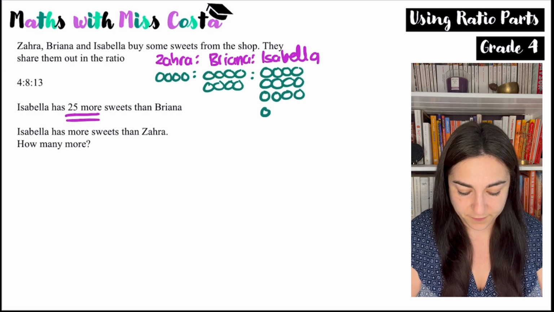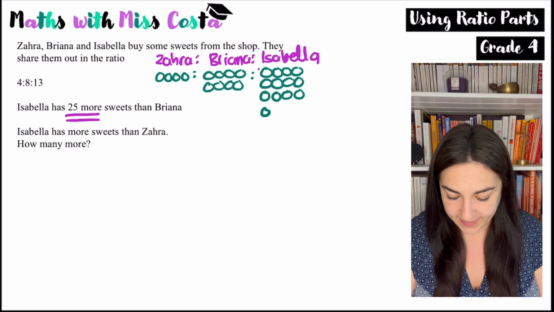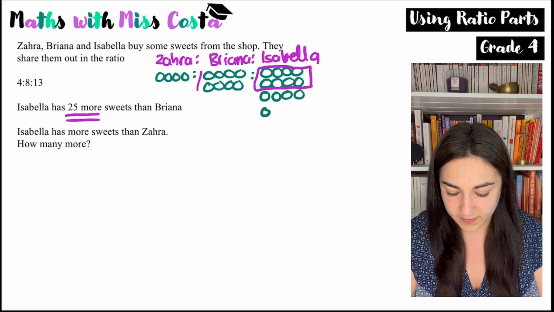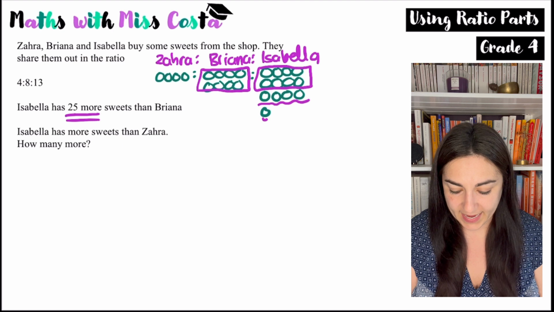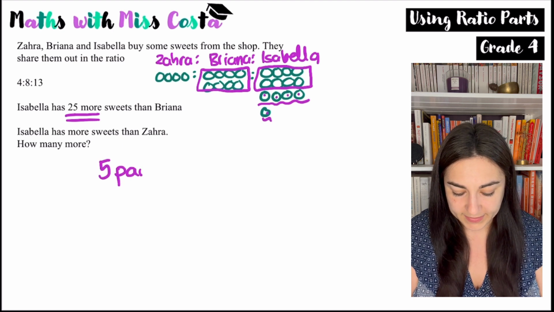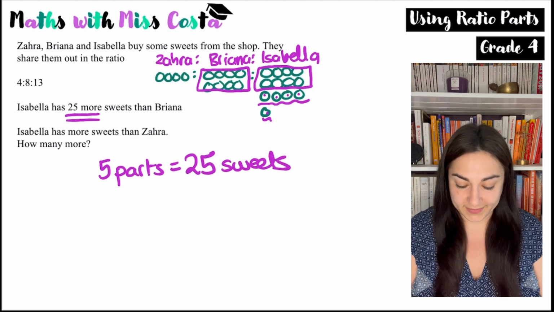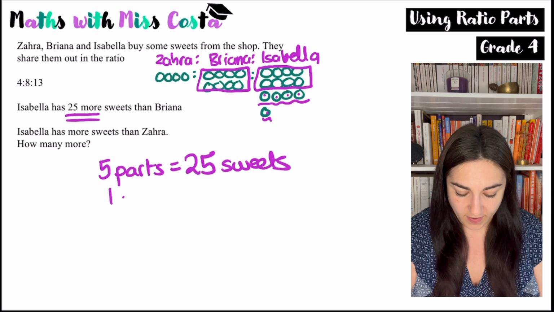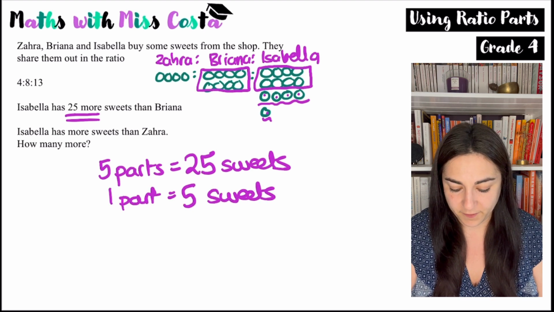Isabella has 25 more sweets than Brianna. So how many parts does Brianna have? 8. So this is equivalent. Okay. So how many more does Isabella have? Well, she has 1, 2, 3, 4, 5 parts more. So therefore 5 parts must equal 25 sweets. So if I know that 5 parts is equal to 25 sweets, I know that 1 part must equal 5 sweets. I just divide by 5.